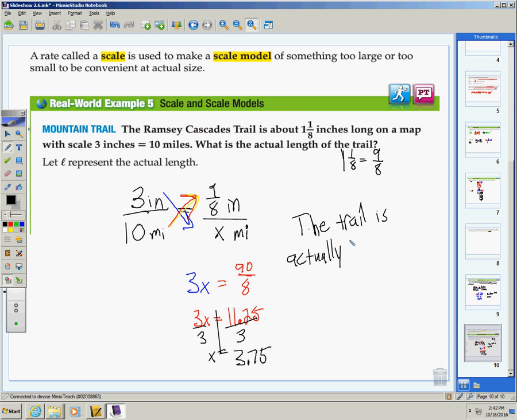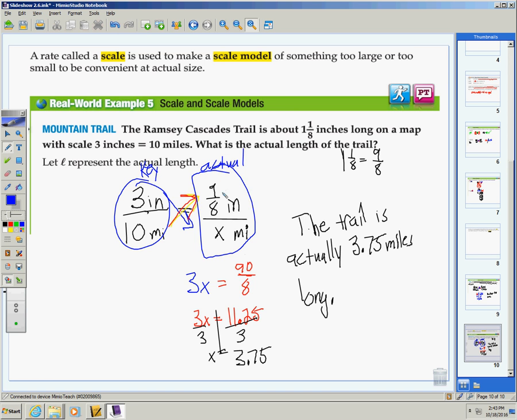And the whole way we set up this problem, we took our key on the left side. This was my key, 3 inches to 10 miles, and then we took what was actually happening in the map. The map was 9/8 of an inch, so we wanted to see how many miles would it actually be. Key on one side, actual on the other side.